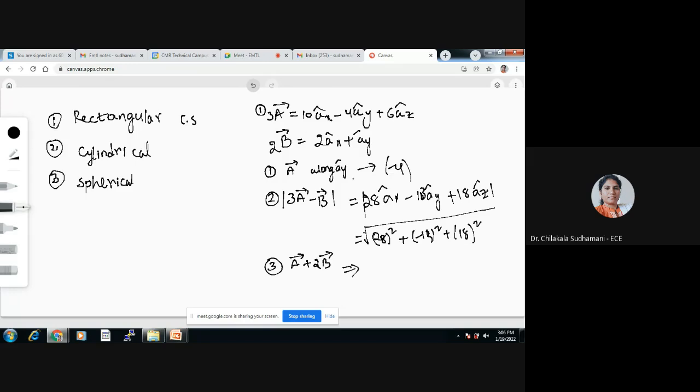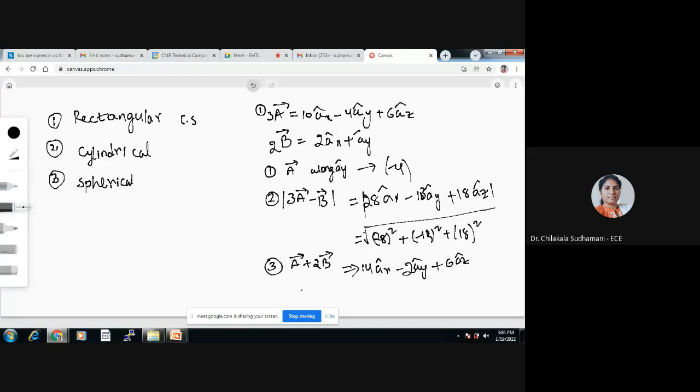So 10 plus 4, that is 14 ax bar, minus 2ay cap, plus 6az cap. This is a bar plus 2b bar, right? Now what do you have to find out? The unit vector. So what is the formula for calculating the unit vector?